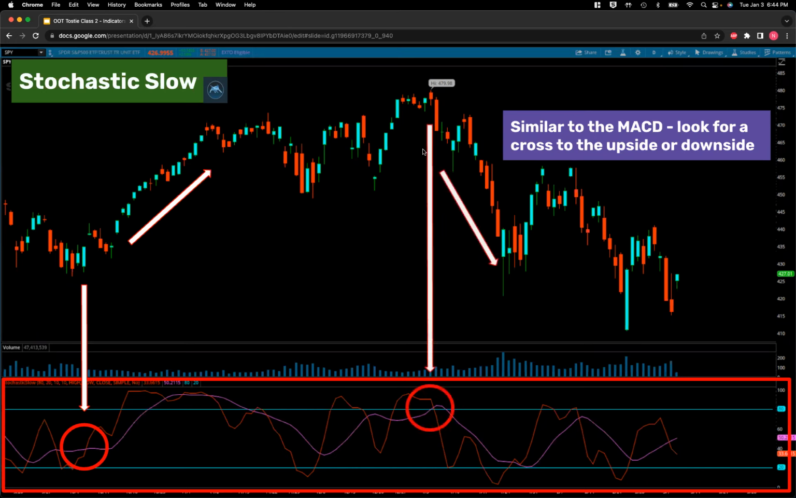This is a Stochs slow. You can look for crosses to the upside and downside. Again, a cross to the downside, we get that bearish momentum to the downside. The same thing as the MACD in this case. All right.